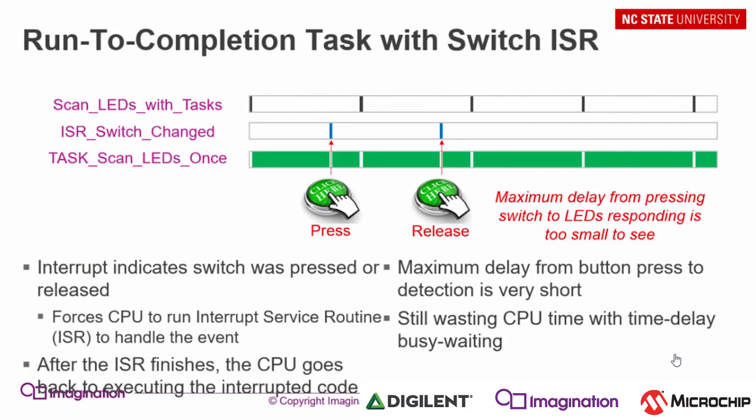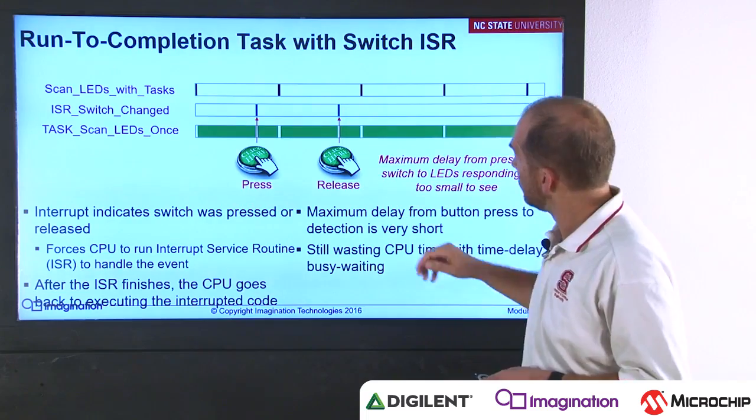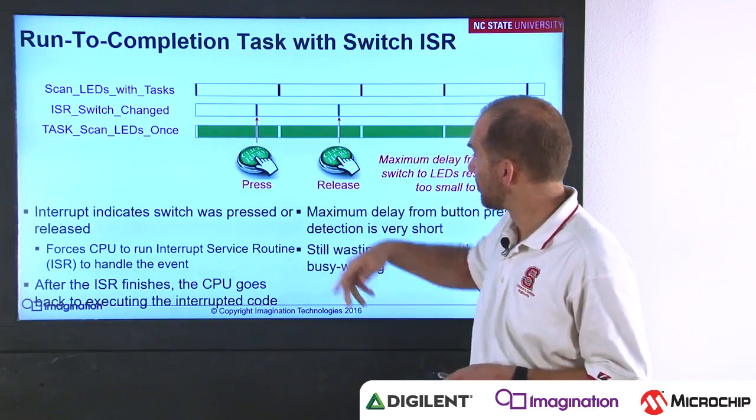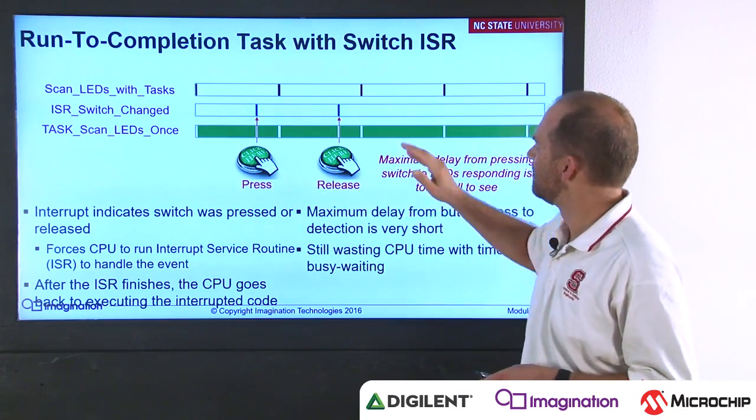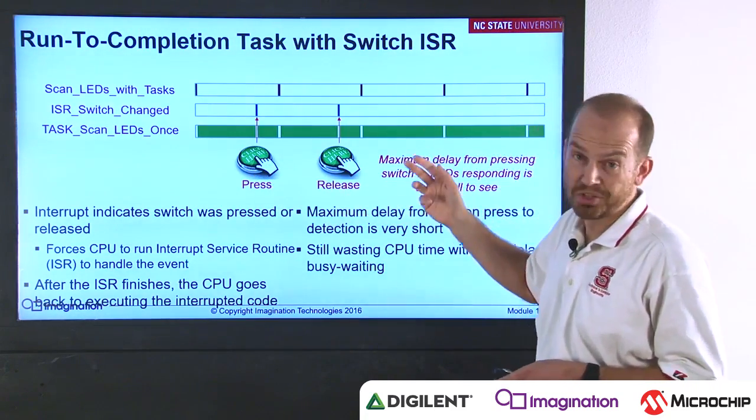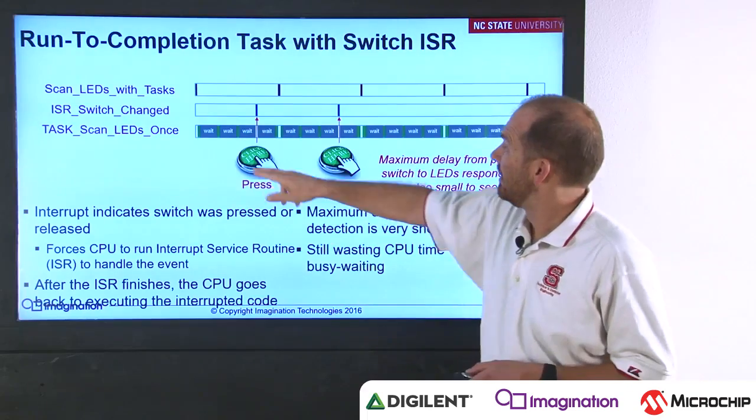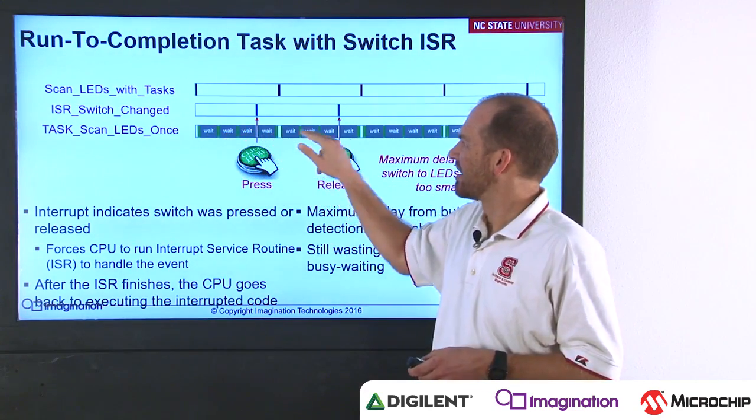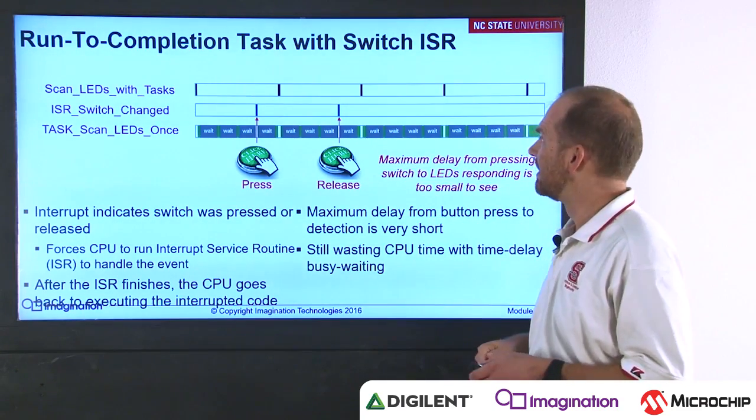So we next looked at how to improve the performance by connecting the switches to interrupts. And pressing a switch triggers an interrupt service routine, which detects that the switch has been pressed or released. And this significantly reduces the delay between pressing a switch and changing the LED lighting pattern. We got much better responsiveness with the Switch ISR. There's still this busy waiting time within the scan LEDs. So the CPU is wasting time just burning through a loop.